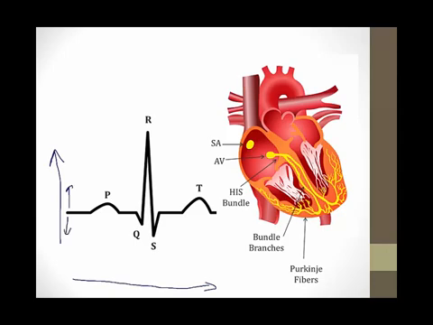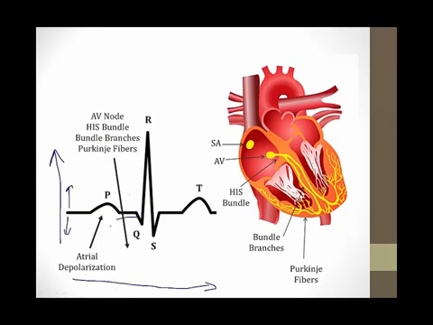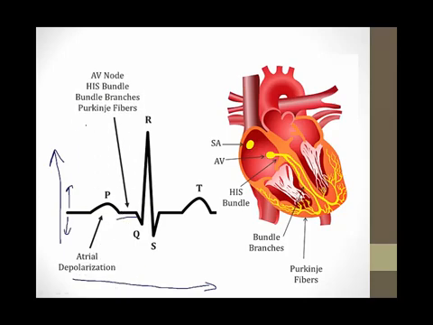So each of the waves represents some electrical event in the heart. So let's go through what each of them represent right now. The P wave is the first event in the cardiac cycle, and that represents atrial depolarization. The P wave is followed by this flat section of the EKG tracing, and that section is caused because it takes time for electricity to move through the AV node, His bundle, bundle branches, and Purkinje fibers.